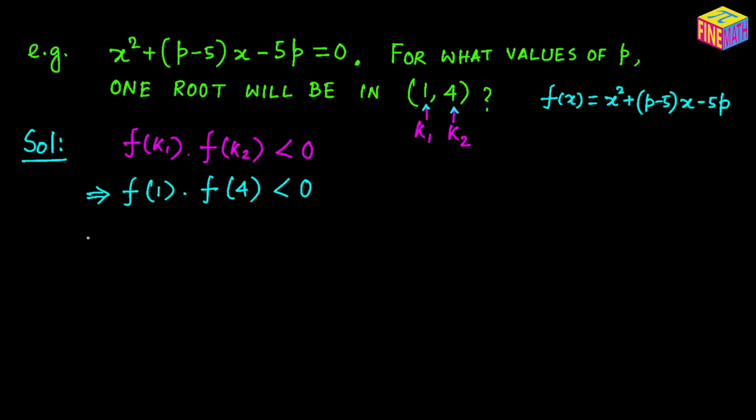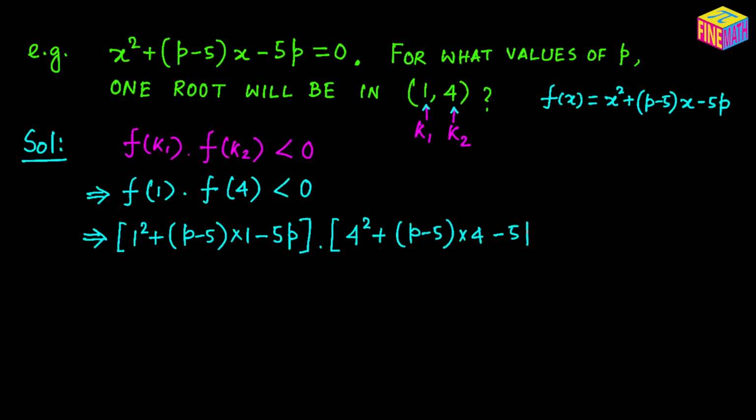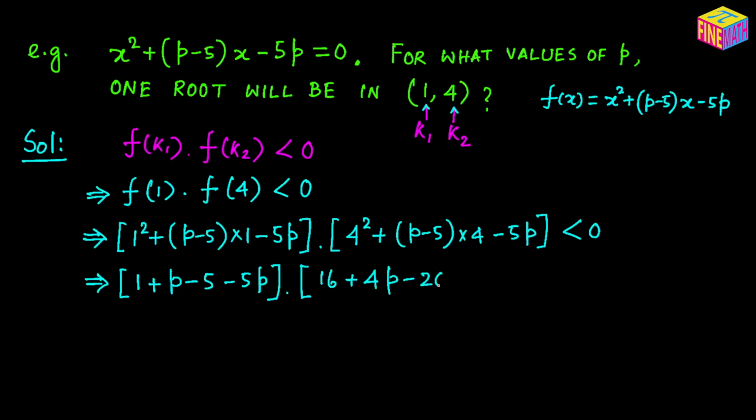So what would be f of 1? Well, I'm going to use a bracket here, so we can say f of 1 would be 1 squared plus (p minus 5) times 1 minus 5 times p. I'm just substituting 1 for x. Wherever we had x, I have replaced x by 1. So that is f of 1 times, so what is f of 4? Well, f of 4 would be 4 squared plus (p minus 5) times 4 minus 5 times p, and this product has to be less than 0. Now from here, what do we get? Let's simplify further. So here within the first bracket we have 1 plus p minus 5 minus 5 times p, and then in the second bracket we have 16 plus 4 times p minus 20 minus 5 times p.